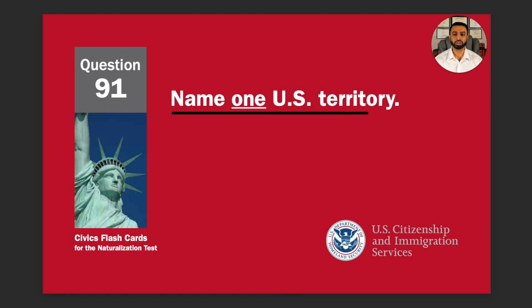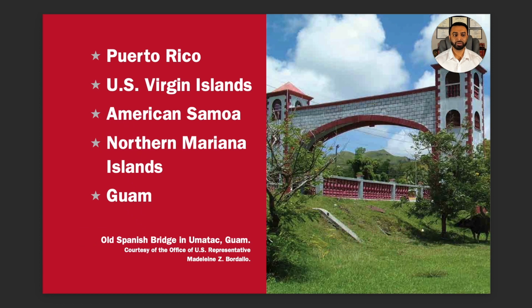Name one U.S. territory. We have 5 U.S. territories: Puerto Rico, U.S. Virgin Islands, American Samoa, the Northern Mariana Islands, or Guam. You only need to memorize one.